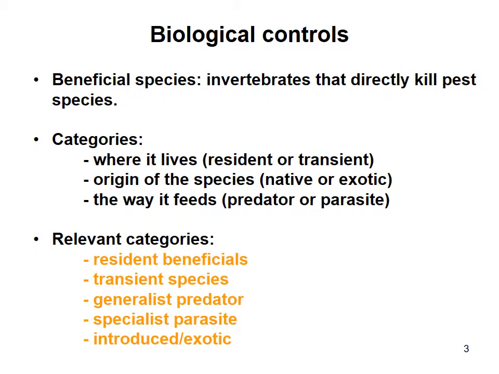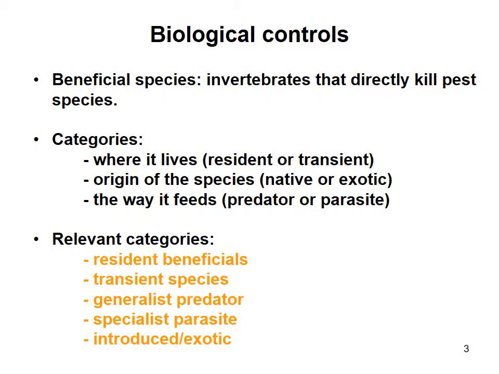Beneficial species are invertebrates that directly kill pest species. So beneficials are biological control agents that exist in agricultural systems. And obviously there are other beneficials such as those involved in breaking down organic matter so that nutrients are recycled. For example, earthworms, many types of beetles, mites and springtails.